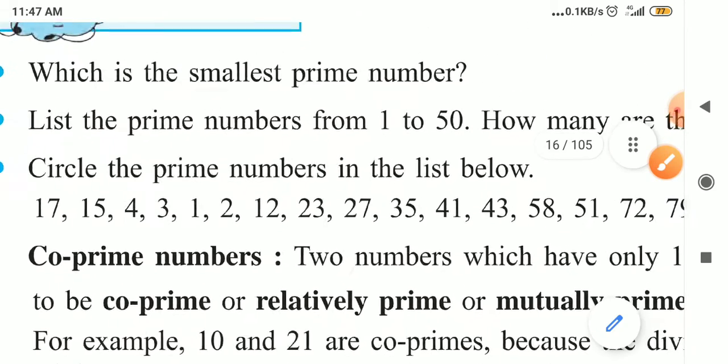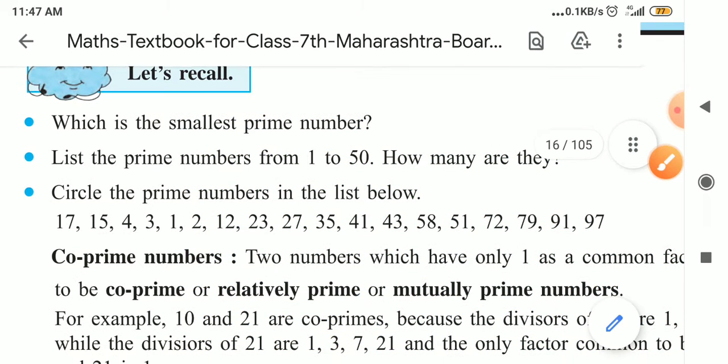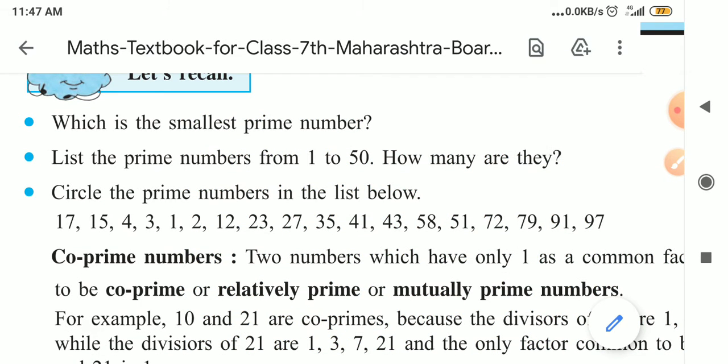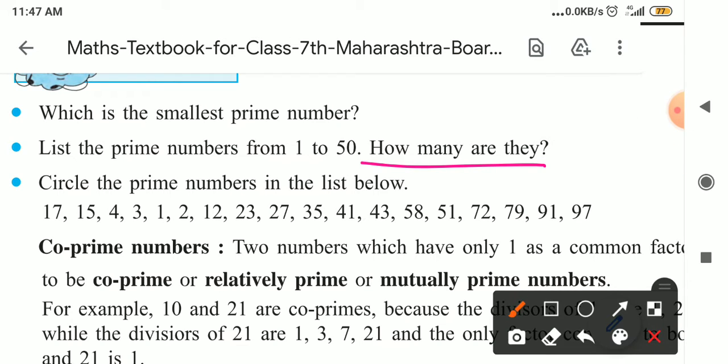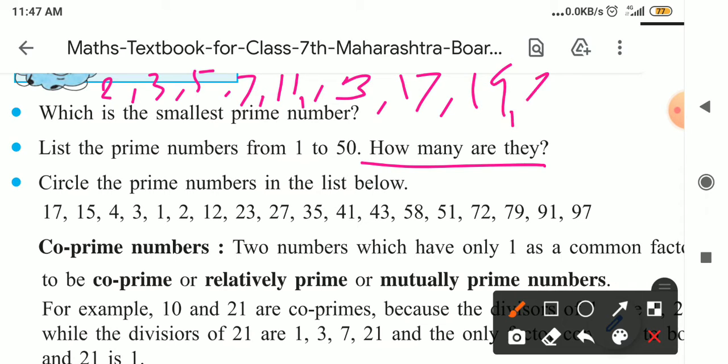Next, list the prime numbers from 1 to 50. We have to note down the prime numbers from 1 to 50, and how many they are. This you have to do as an activity. Till 25 I told you: 2 3 5 7 11 13 17 19 23. Next numbers you find, and just write how many there are for this question. You have to complete this.